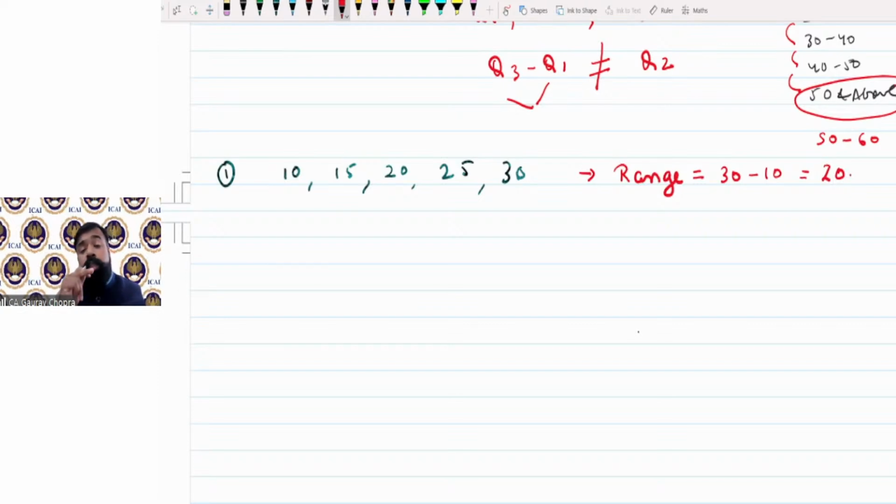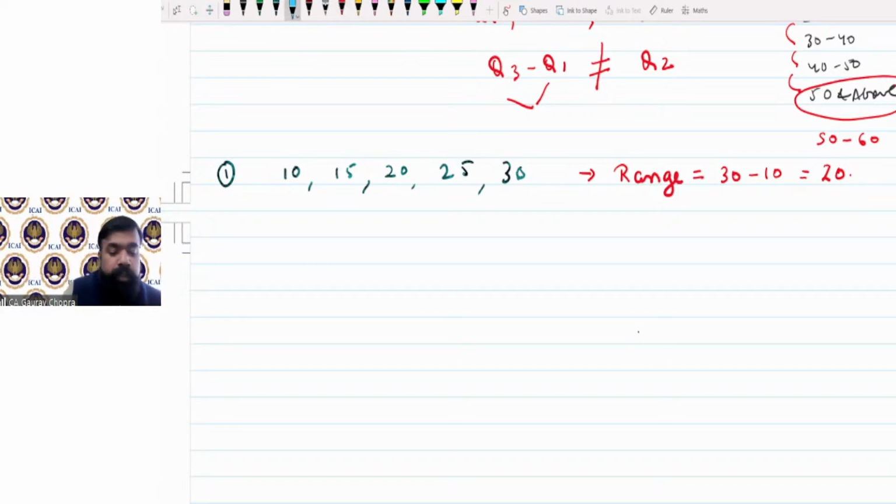Now, what will happen if we increase all the observations by 10? अगर हमने सारे ऑब्जर्वेशन को 10 से इंक्रीज कर दिया, then what will be the effect on range? The range will remain same or range will also increase by 10? This you have to answer.